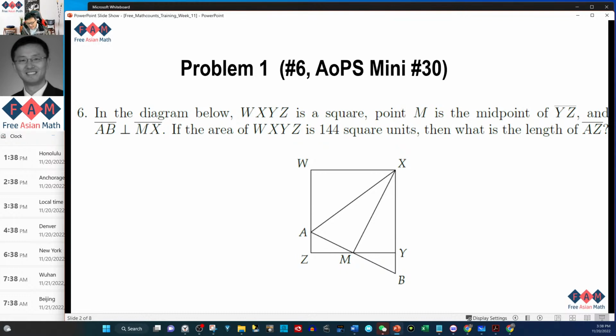Therefore, AZ to ZM is also 1/2, but MZ by itself is 1/2 of the side length of the square, so AZ is just a quarter of the side length. That's about it. How do we know the side length? There's a condition here. The area of this square is 144, therefore you should immediately see the side length is 12, because 12 squared is 144.